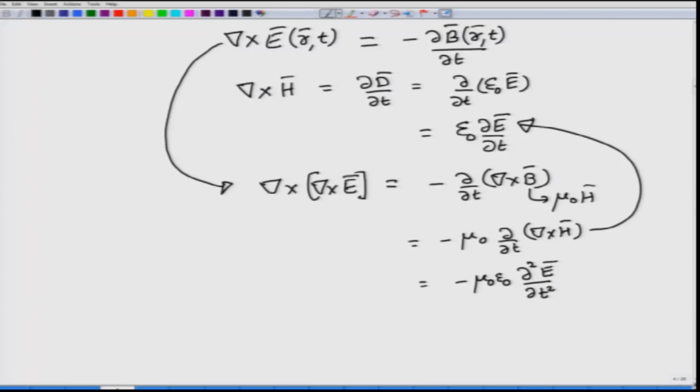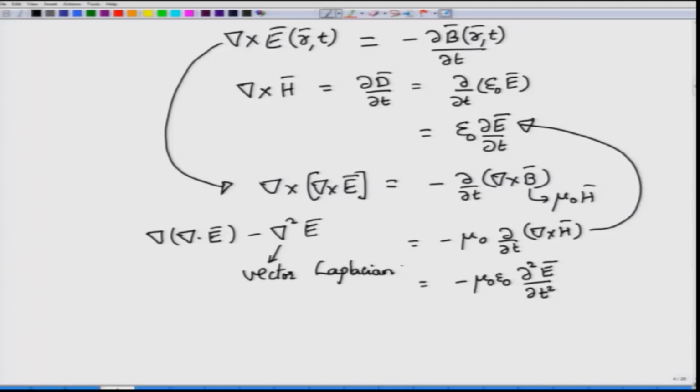We can simplify the left hand side by following a certain vector identity. That is, the curl of the curl of a vector field is given by gradient of del dot E, where del dot E, if you remember, is the divergence of the electric field, and then minus del square E. This del square is called the vector Laplacian operator.